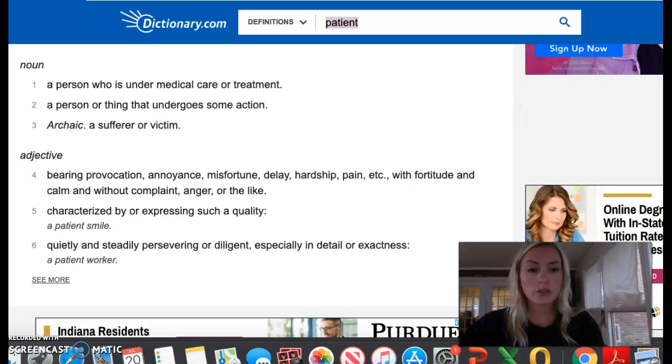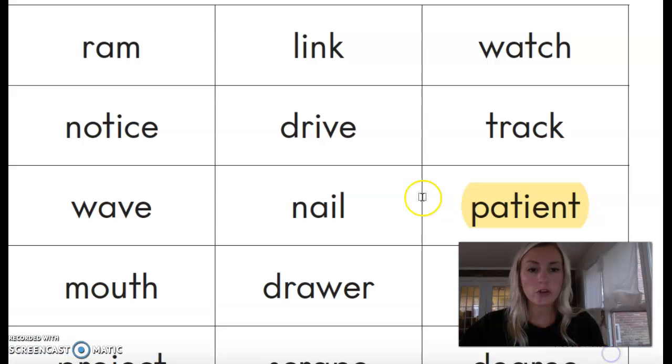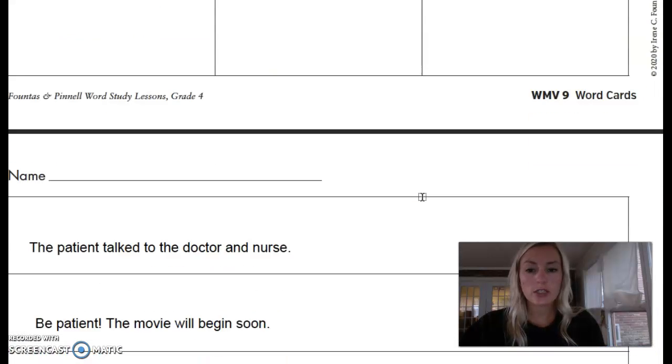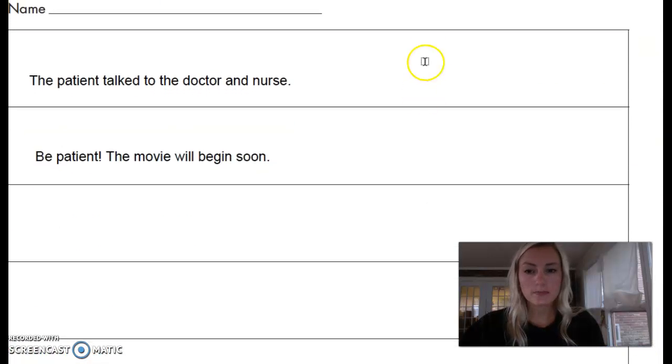Once you figure out the two different definitions, you're then going to go to your sentence sheet. You're going to then put the two words into sentences. The first one, "The patient talked to the doctor and the nurse." That goes along with the first definition we looked up that talks about receiving medical care. The second sentence says, "Be patient, the movie will begin soon." That refers to calm and without complaint.